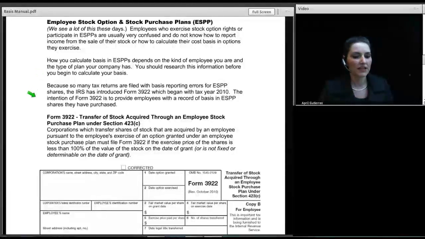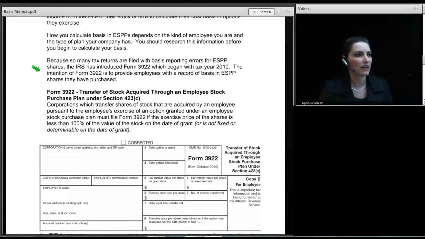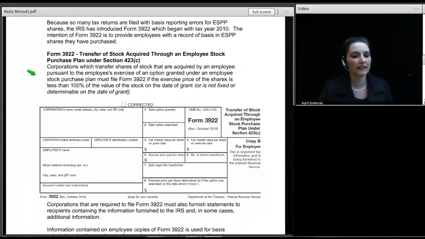Now, because so many tax returns are filed with basis reporting errors for ESPP shares, the IRS has introduced Form 3922, beginning with tax year 2010. And the intent of this particular form is to provide the employee with a record of their basis in the ESPP shares that they are purchasing.